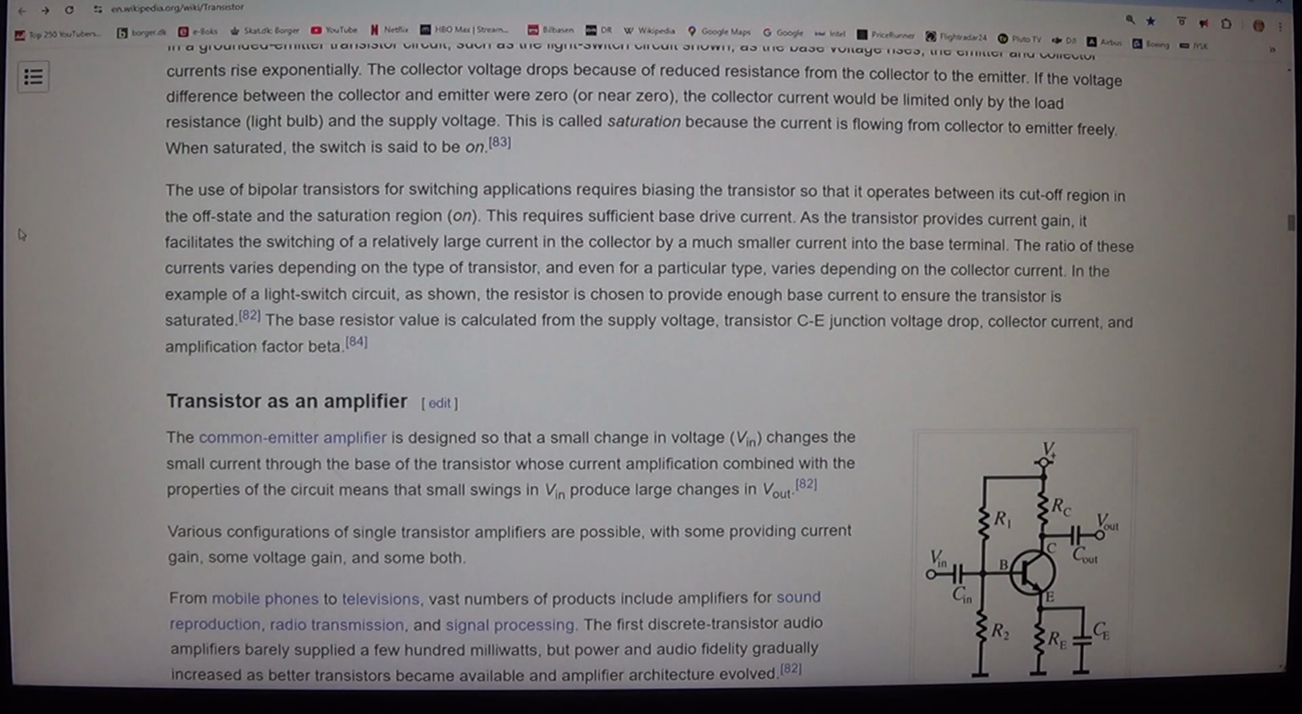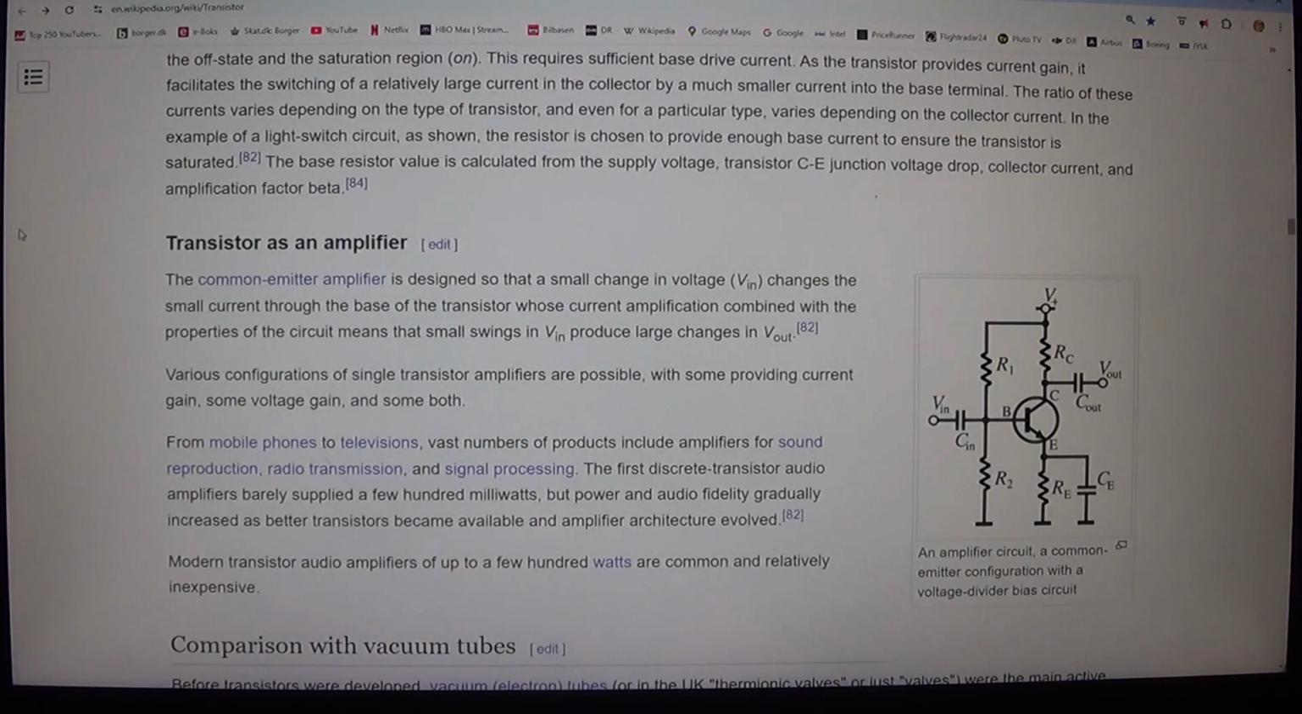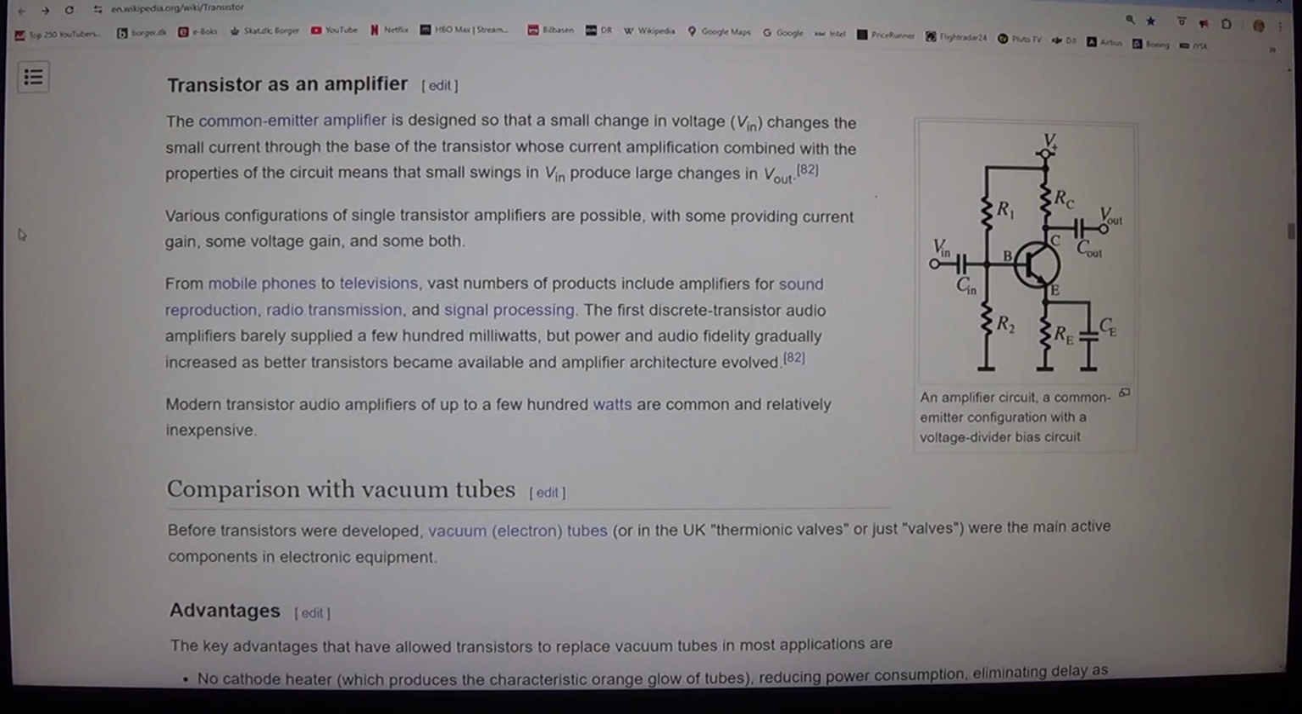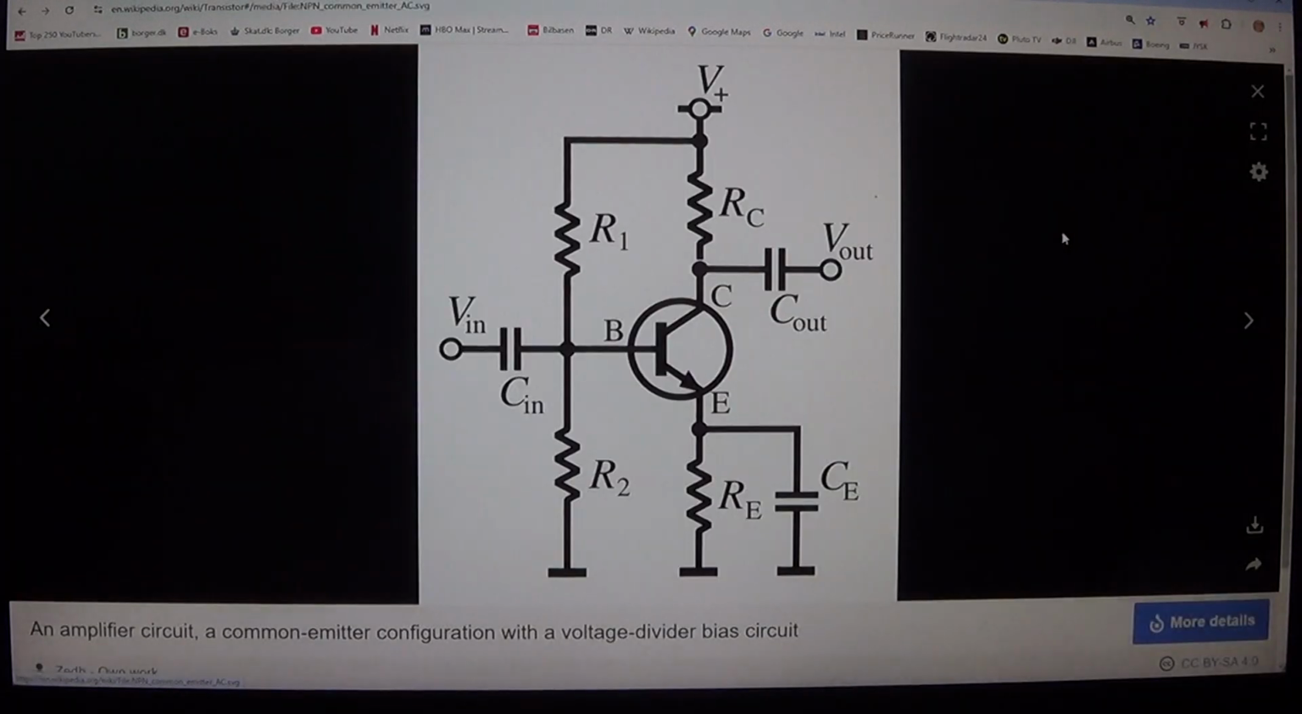on the type of transistor, and even for a particular type, varies depending on the collector current. In the example of a light switch circuit, as shown, the resistor is chosen to provide enough base current to ensure the transistor is saturated. The base resistor value is calculated from the supply voltage, transistor CE junction voltage drop, collector current, and amplification factor beta. Transistor as an amplifier.